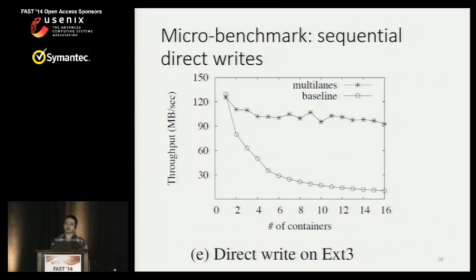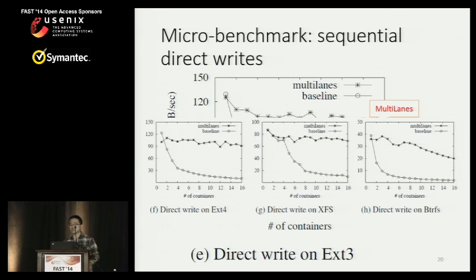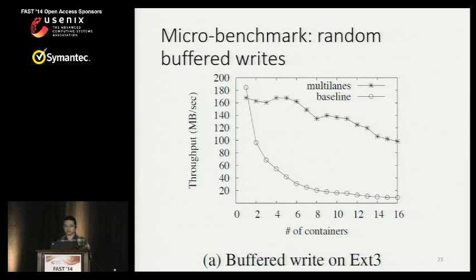Here we present the result of sequential direct write. We can see that the average throughput of the baseline decreases dramatically with the increased number of containers. In contrast, MultiLanes exhibits nearly null scalability loss and outperforms the baseline when the number of containers exceeds 2. For the other 3 file systems, we also got similar results. For the random buffered write, the results are similar to sequential buffered write.